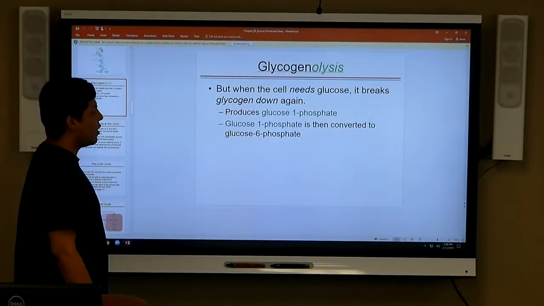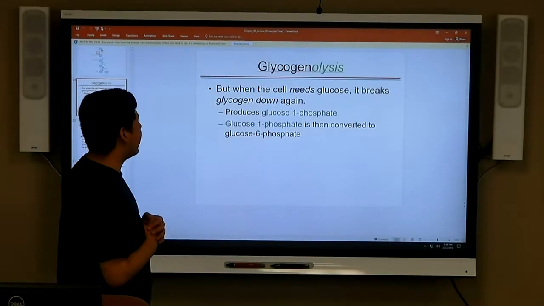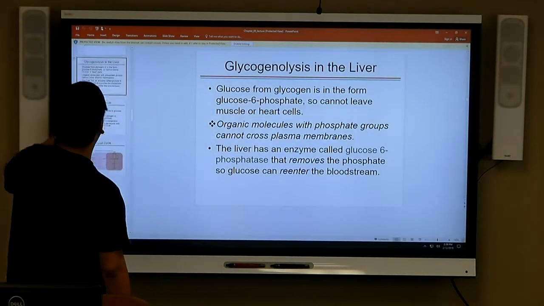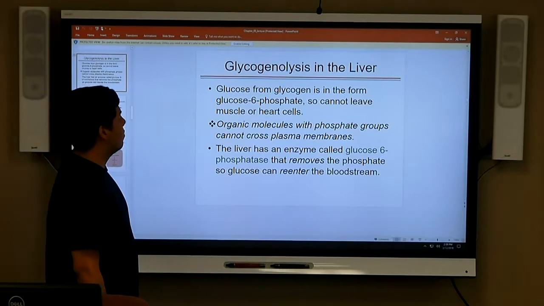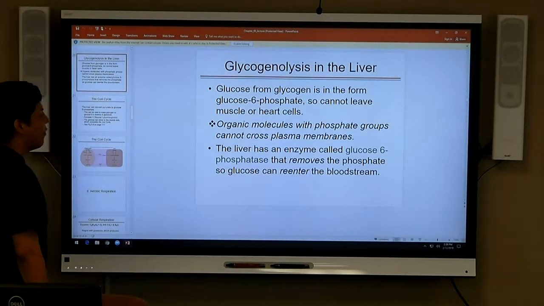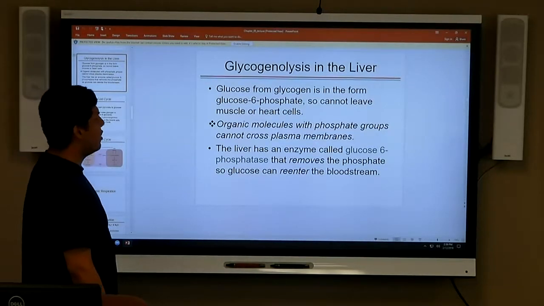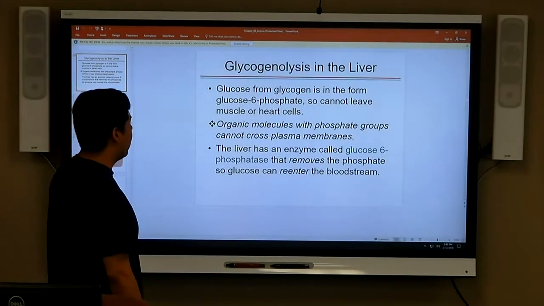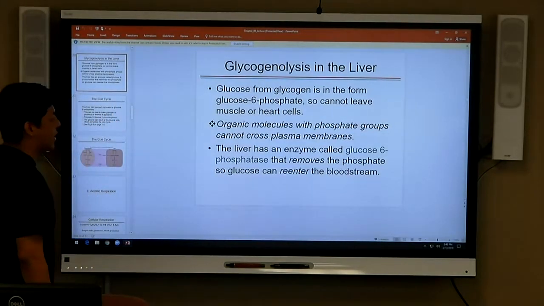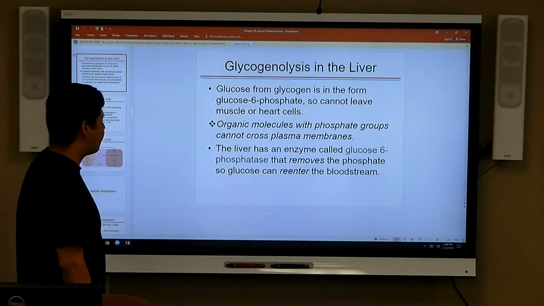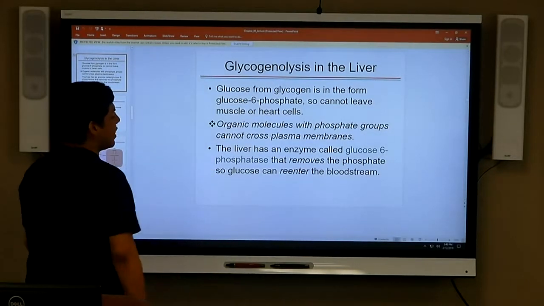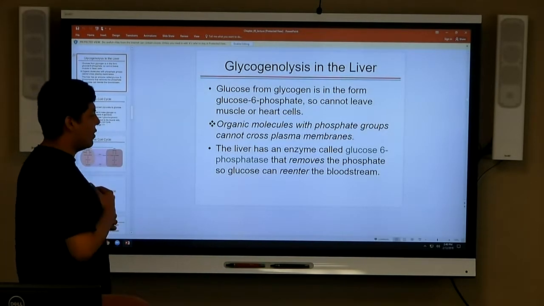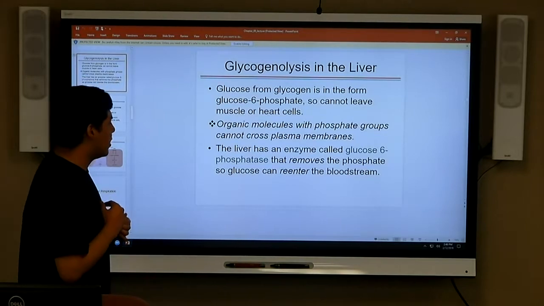Glycogenolysis. But when the cell needs glucose, it breaks glycogen down again. Glycogenolysis in the liver. Glucose from glycogen is in the form glucose 6 phosphate, so it cannot leave muscle or heart cells. Organic molecules with phosphate groups cannot cross plasma membranes. The liver has an enzyme called glucose 6 phosphatase that removes the phosphate so glucose can re-enter the bloodstream.